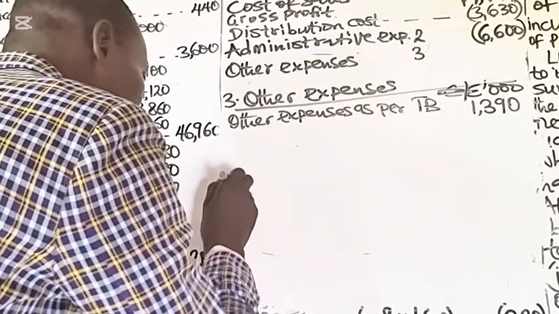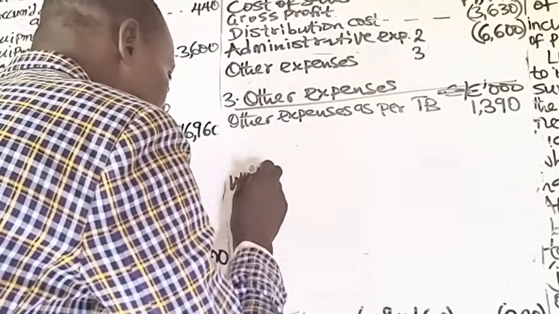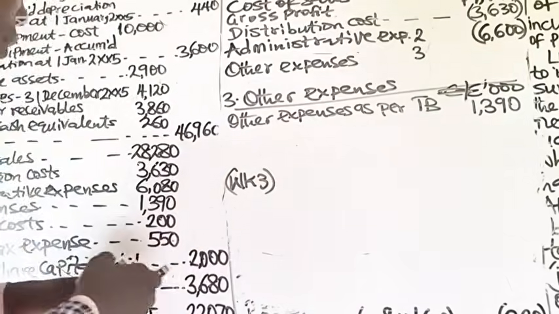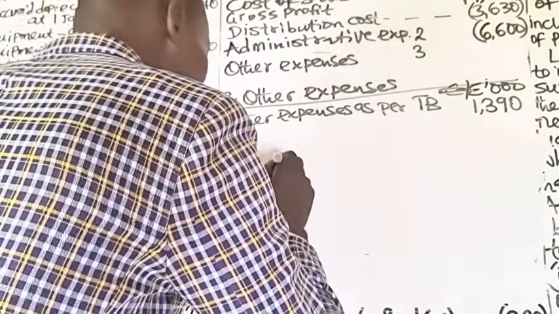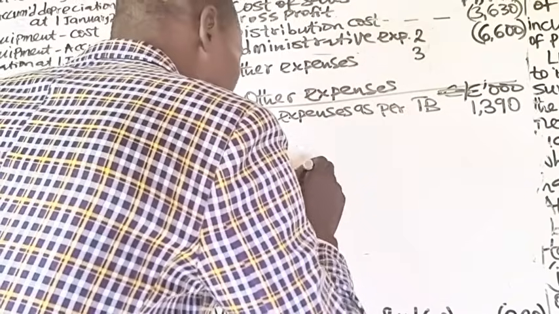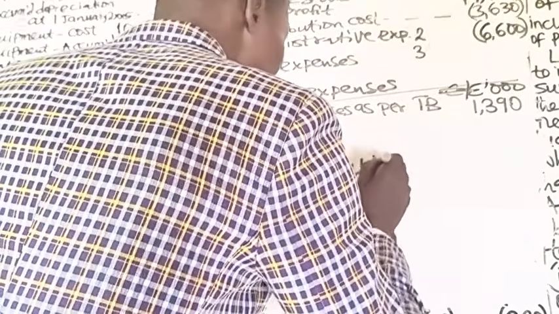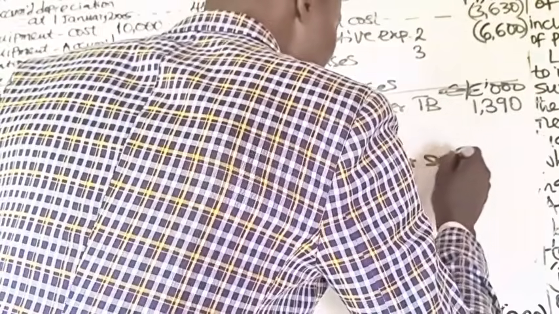Let's have that as working number 3: plant and equipment held for sale.